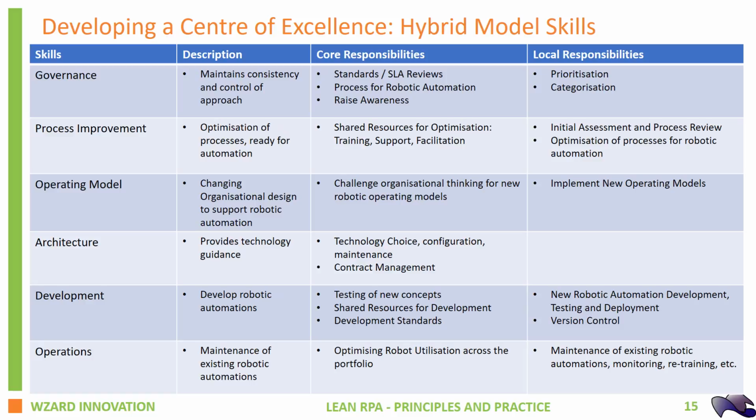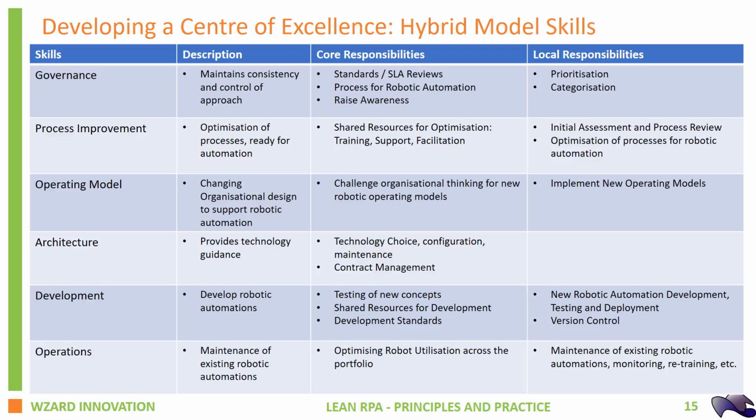Process improvement then is responsible for the optimization of processes ready for automation. And the core responsibilities there are to provide shared resources for optimization, be that training, support, and facilitation where necessary. But the local responsibilities are for the initial assessment and process reviews, and the optimization of those processes for automation. The local knowledge is critical to being able to provide the optimization necessary, whereas the challenging lean thinking and skills and training can often sit centrally.